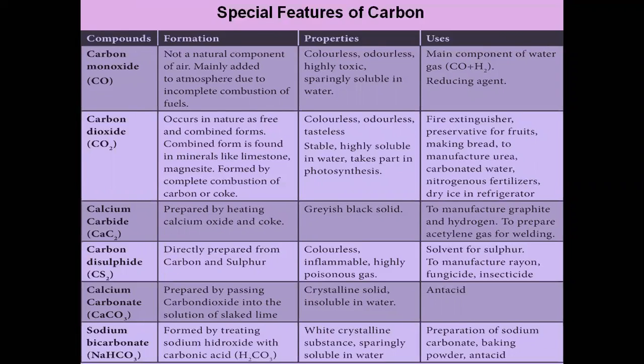Okay. So the first one is carbon monoxide. Formation: it is not a natural component of air, mainly added to the atmosphere due to incomplete combustion of fuels.